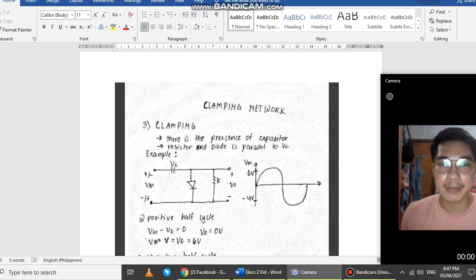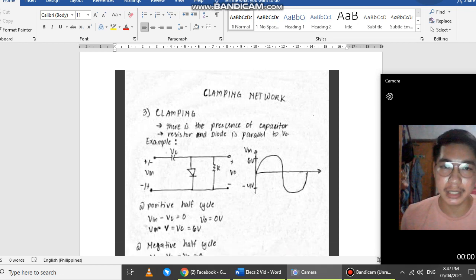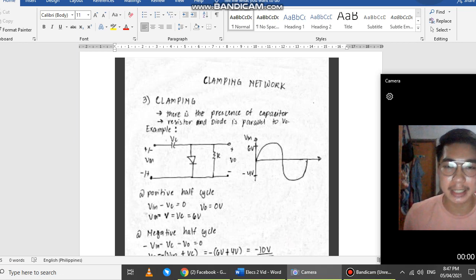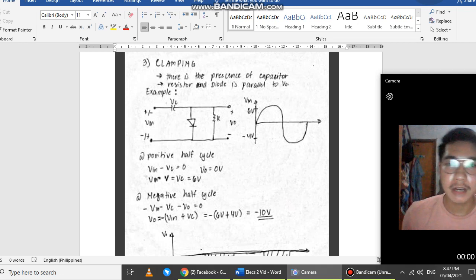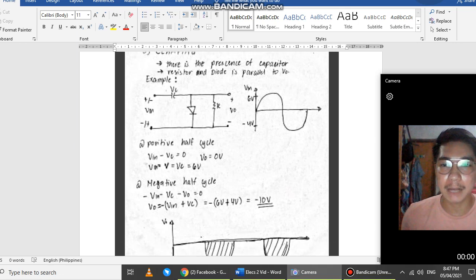Resistor and diode are parallel to the output voltage. So this is very important: in the clamping network, there is the presence of a capacitor. For example, we have an input voltage of 6 volts for the positive half cycle and negative 4 volts for the negative half cycle. At positive half cycle, we have the input voltage minus the voltage at the capacitor equal to 0, wherein the output voltage is equal to 0 volts since the diode is short-circuited.